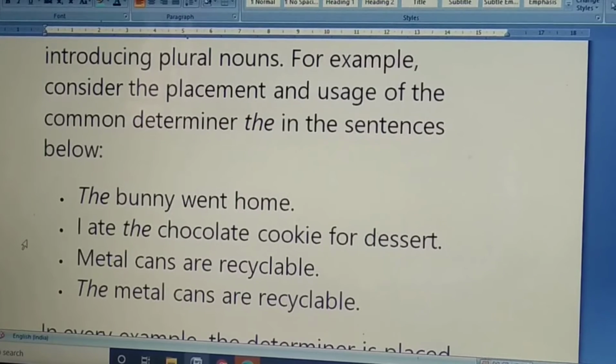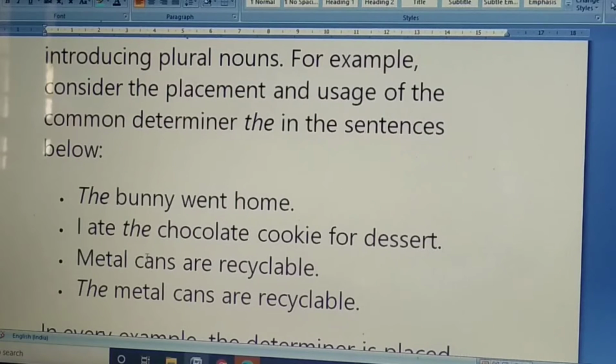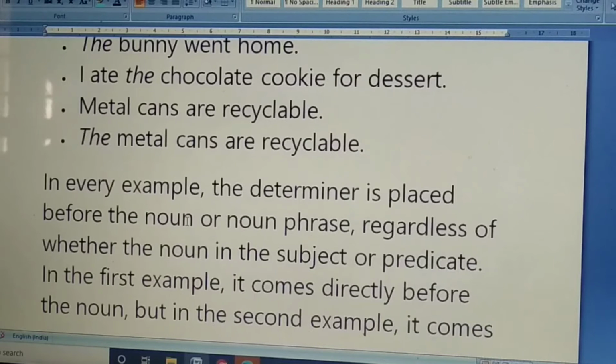I ate the chocolate cookie for dessert. Chocolate cookie is a noun. "The" is a determiner. Metal cans are recyclable. The metal cans are recyclable. See here, the determiner "the" is not used, because metal cans is a plural noun. So it is optional. Just now I said that.